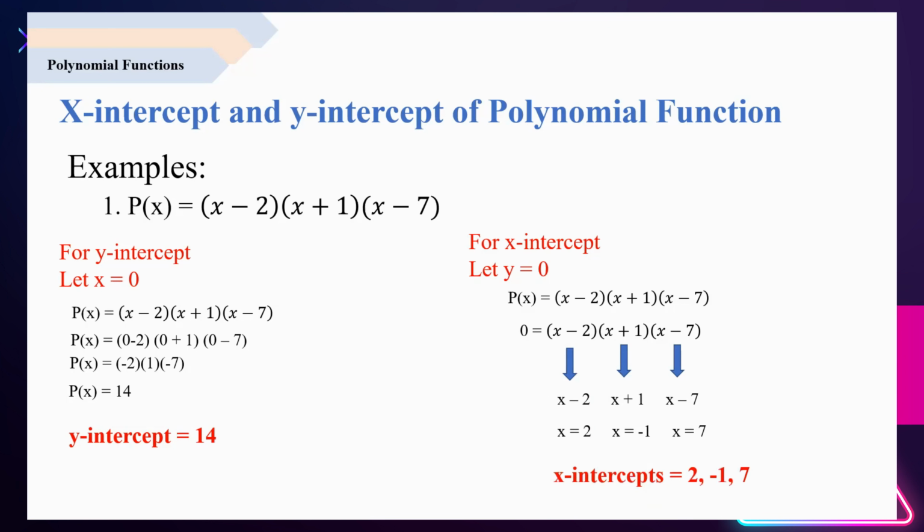So we have x is equal to 2 from x minus 2, which transpose on the other side, naging x is equal to positive 2. From x plus 1, which transpose on the other side, naging x is equal to negative 1. And x minus 7, we transpose, it became x is equal to positive 7. Therefore, the x-intercepts are positive 2, negative 1, and positive 7.